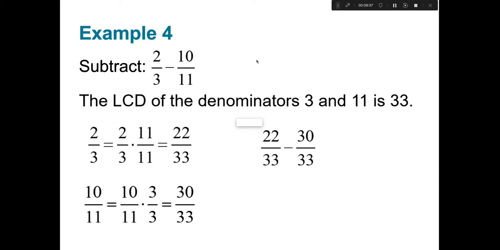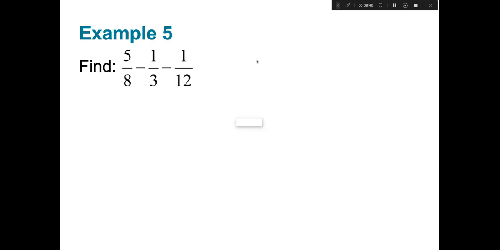Same process. We just need to realize that even when we're subtracting, we can have negatives. They're not always going to end up with that positive answer. Here's our next one. We have 3 fractions in a row that we are subtracting. So I have 3 numbers that I have to find the least common denominator for. My numbers are 8, 3, and 12. What would be my common denominator for 8, 3, and 12?